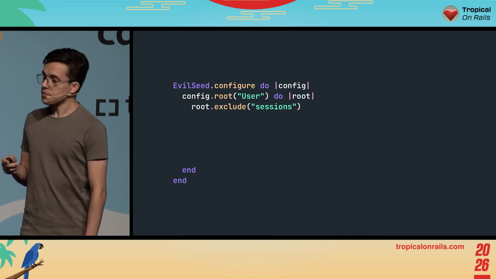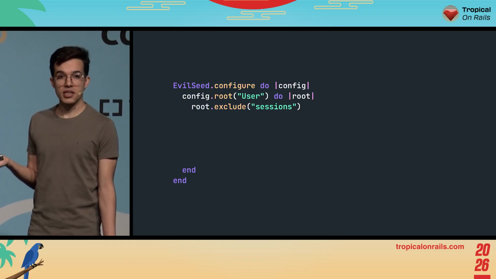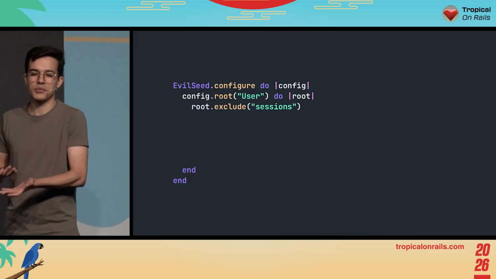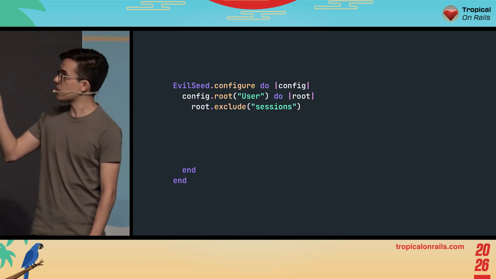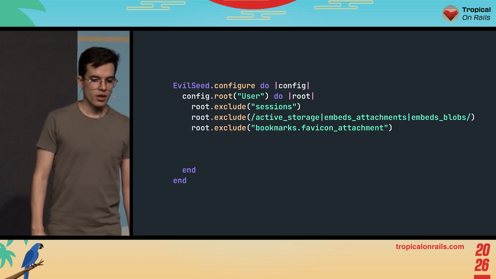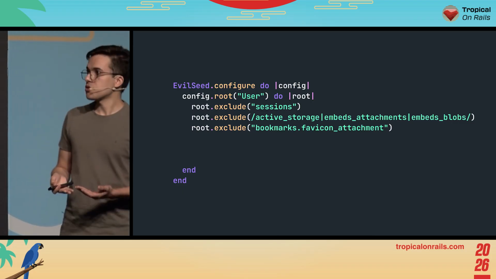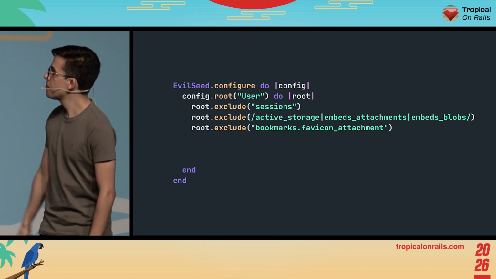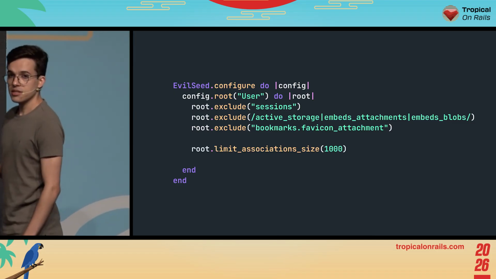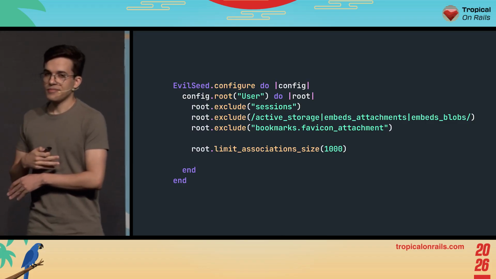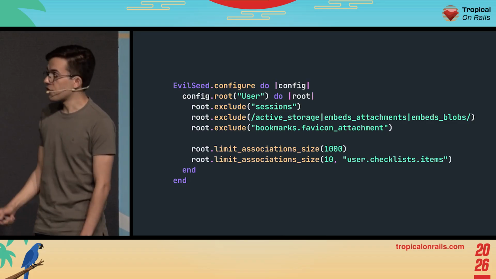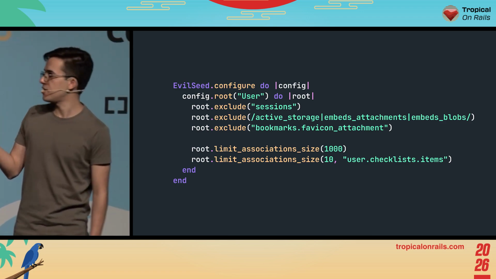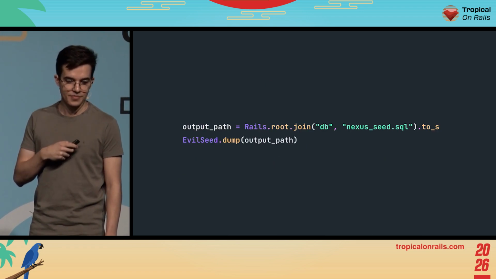After that, you pass a block, and you can exclude some data if you don't want it. Let's say we don't need the sessions because sessions have IPs, and we don't want to deal with that. So you just exclude that association. You can exclude, for example, Active Storage models, like if you don't need files in your system, just ignore that. You can limit the association, so let's say for each user, I don't want more than 1,000 records. Or if you want to be specific, I don't want any user checklist with more than 10 items. You can do that as well.